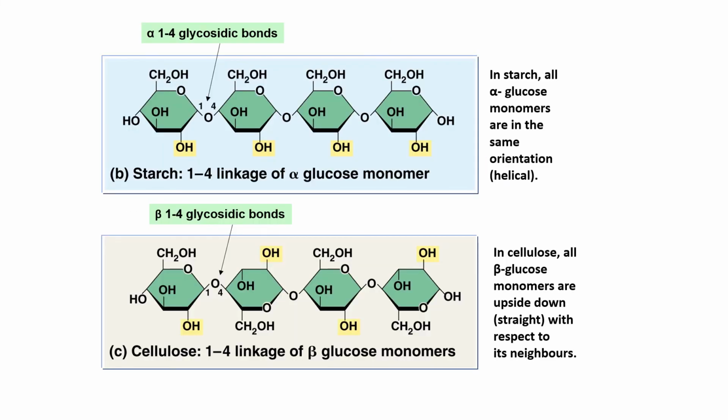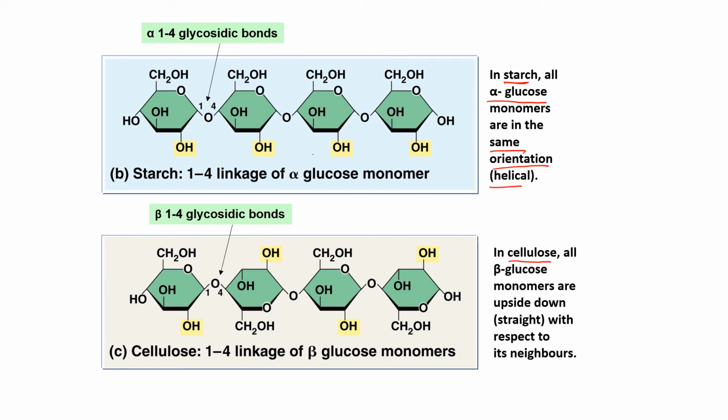Okay, so this slide shows you the difference between the formation of bonds between the monomers found in starch and in cellulose. For starch, because the monomers are alpha glucose, the alpha glucose monomers are in the same orientation to form the helical structure of amylose or amylopectin.